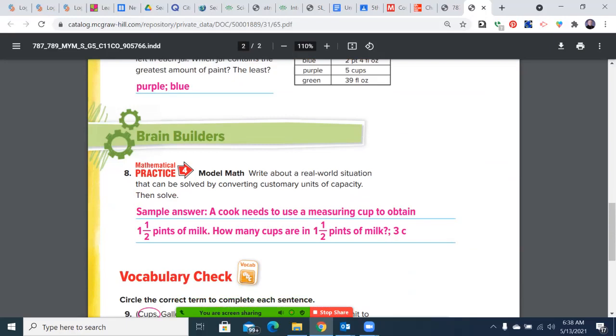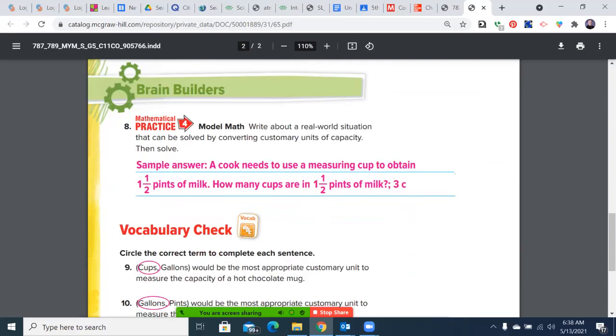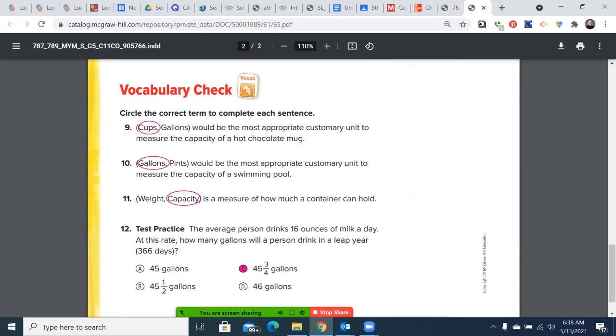A cook needs to use a measuring cup to obtain 1.5 pints of milk. That's 3 cups. Cups would be the most appropriate customary unit for a hot chocolate. I guess if you have a hot chocolate mug that's a gallon, yeah, just don't. I think you'd have too much sugar there, too much chocolate.